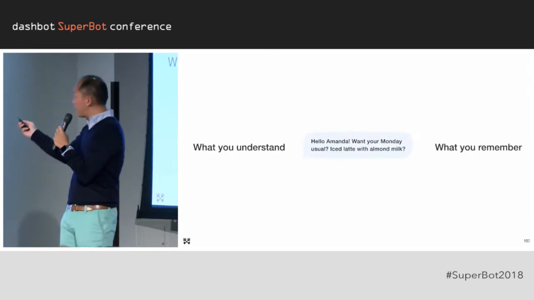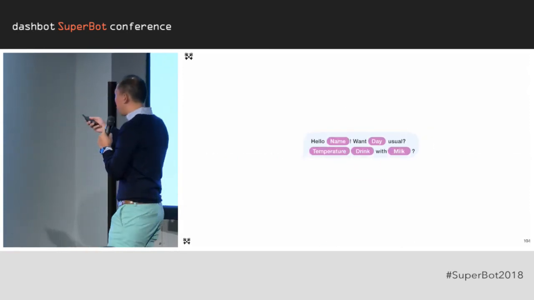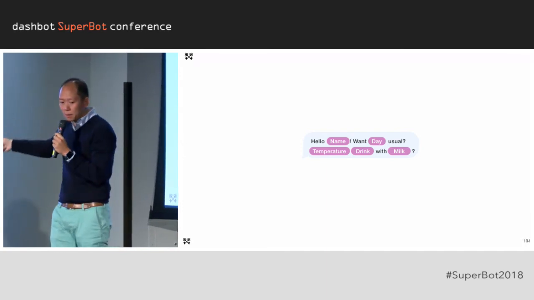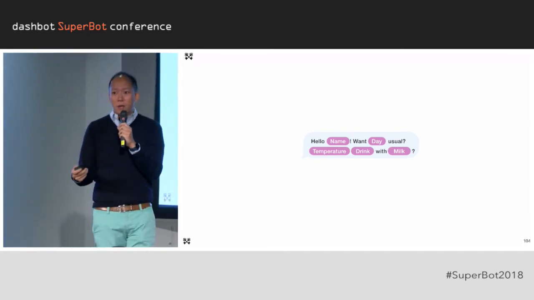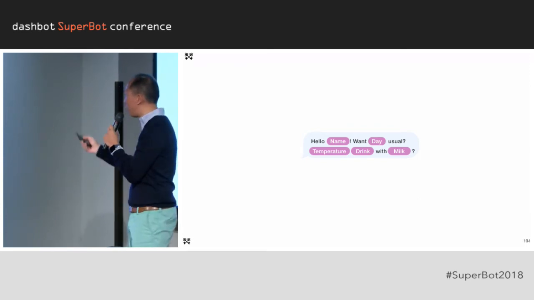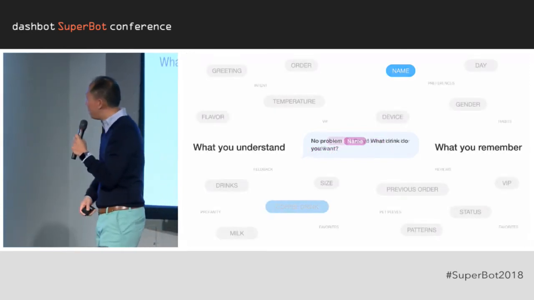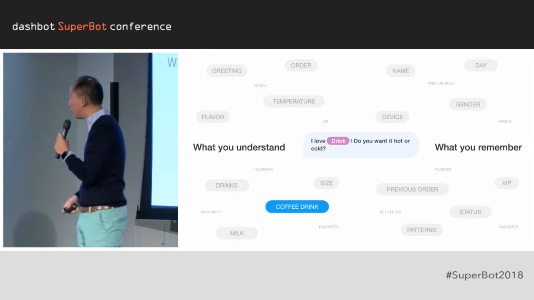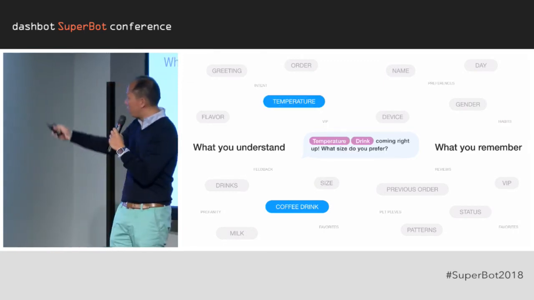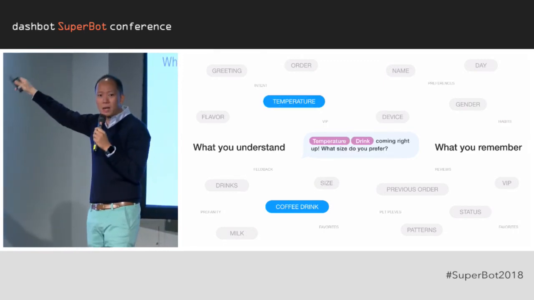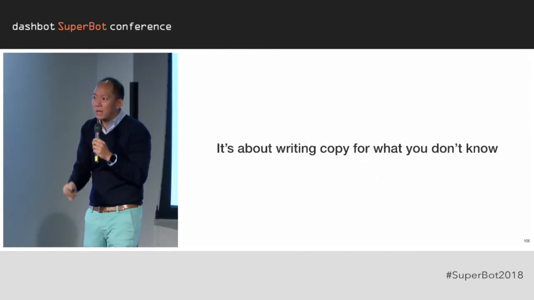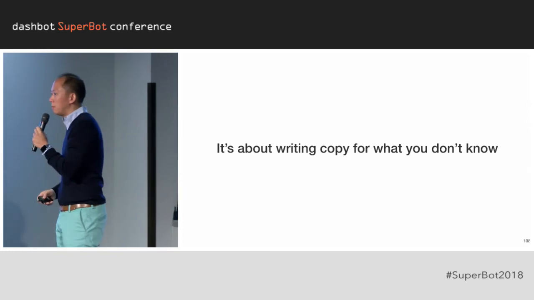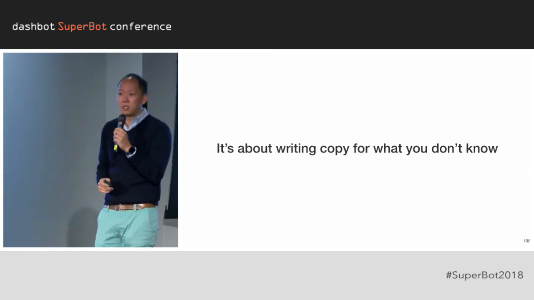And so how does that work? Basically here, you cannot write hello Amanda, but you can use values that you get from different experiences and different questions to write that copy. And so once you have the name, you can write with this. When you have your drink, when you know the temperature here, you ask for the size. So it's about writing with what you know, asking for what you don't, right? So it's writing copy for what you don't know. And that's a complete mind shift.